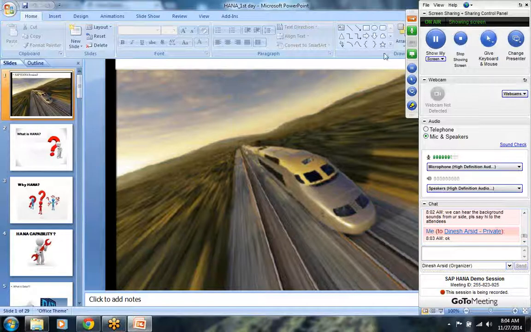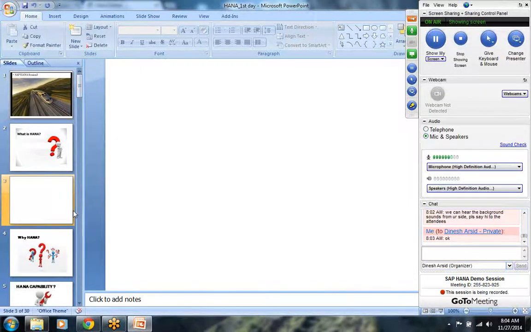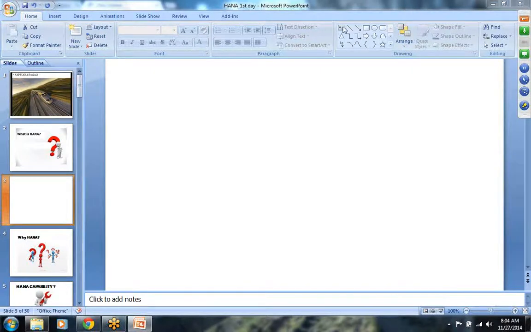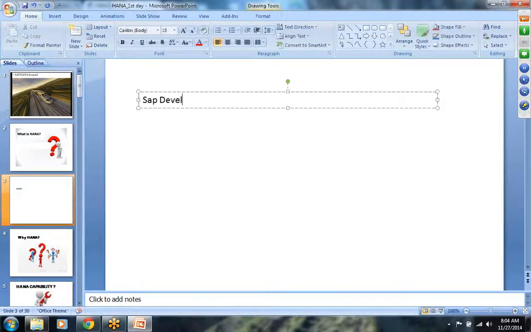Majorly there are three types here. So one role is SAP developer. I hope you guys are able to see my screen. So one will be SAP developer. That is what we will be doing. That is nothing but modeling.